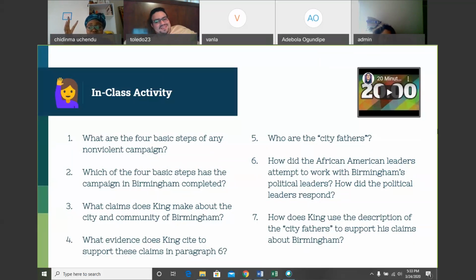After I finish reading these questions, I'm going to have paragraph 6 on the board for you, on the screen for you. So remember your question: what are the 4 basic steps? The next question says, which of the 4 basic steps has the campaign in Birmingham completed?